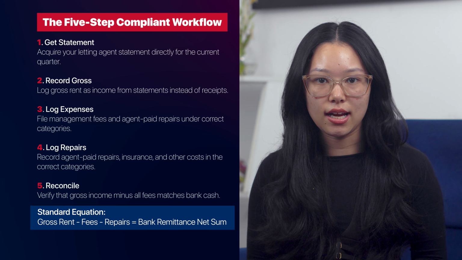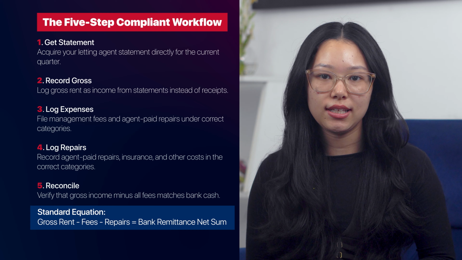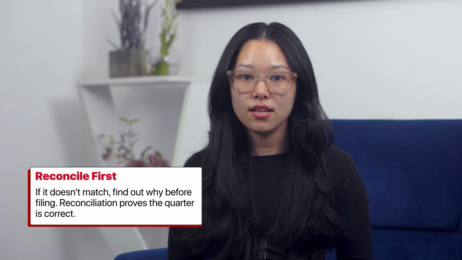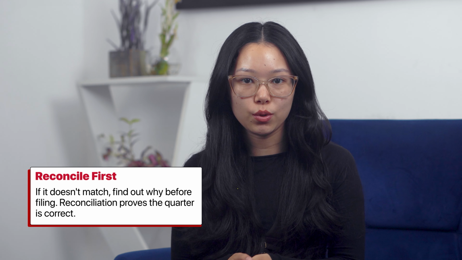Step 5. Reconcile. Gross rent minus the fees minus the agent-paid expenses should equal the net remittance in your bank. If it doesn't, find out why before you file. That reconciliation is your proof that the quarter is right.